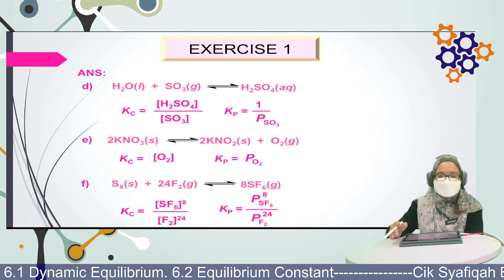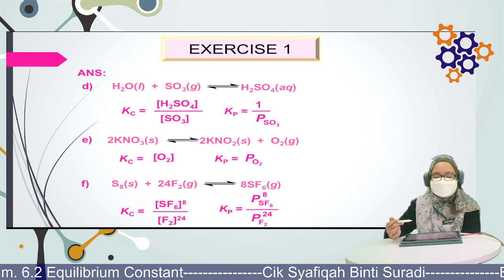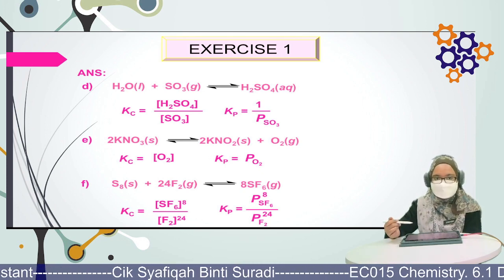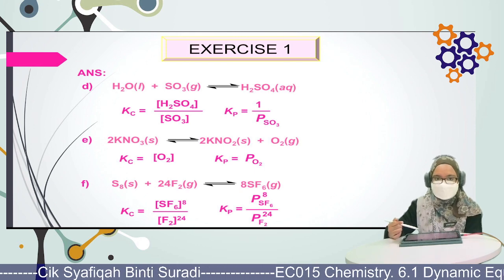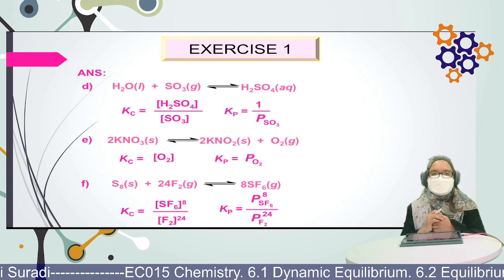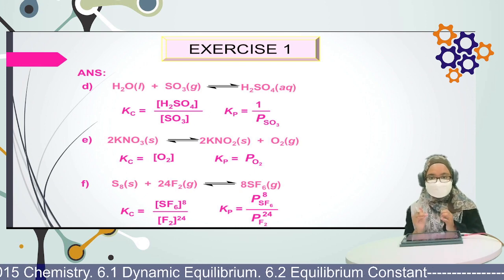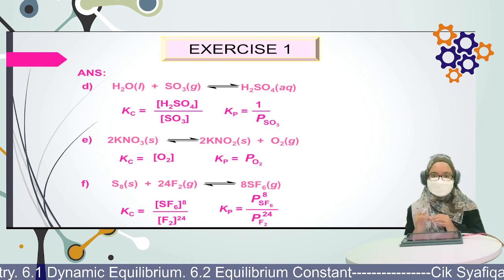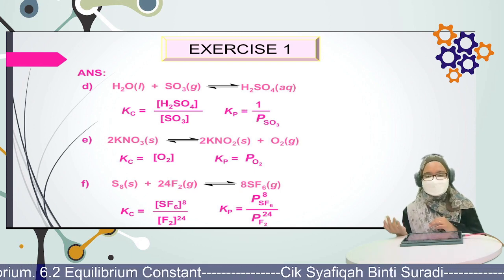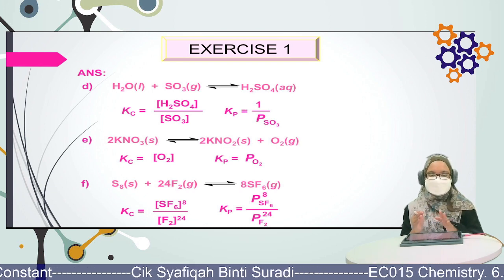Okay, so ini adalah untuk macam mana kita nak buat equilibrium constant expression in terms of KC dan juga KP. KC itu concentration, KP itu partial pressure. Okay, so I think that's all untuk 6.1 dan 6.2 untuk kuliah kita hari ini. Okay, the rest of 6.2 you will learn more during your tutorial session with your lecturer later on. Okay, so hari ini je yang kita akan fokus lah.